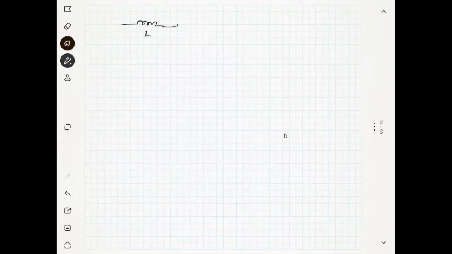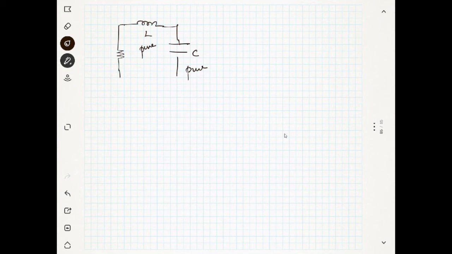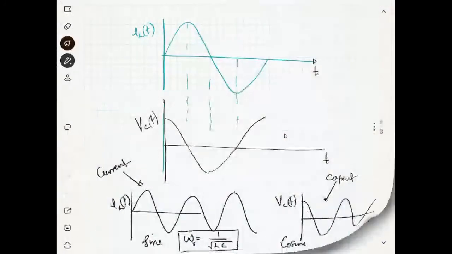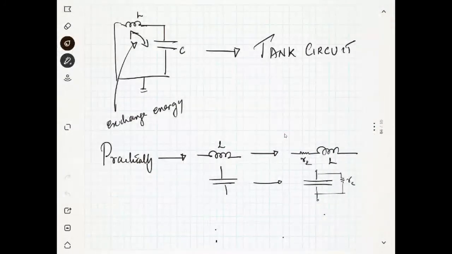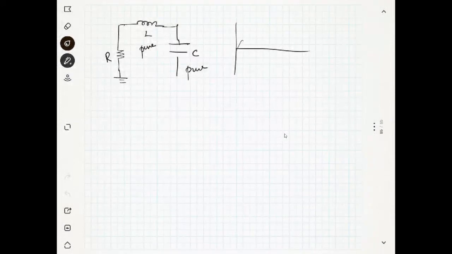This will create a problem. If we had a pure resistance, a pure capacitance, and a pure inductance, then there is no issue. But there is a resistance in the circuit which will create a problem. Let's say this resistance is R. So what will happen to the energy? What will happen to the current? It will be decreased, the energy will be decreased.